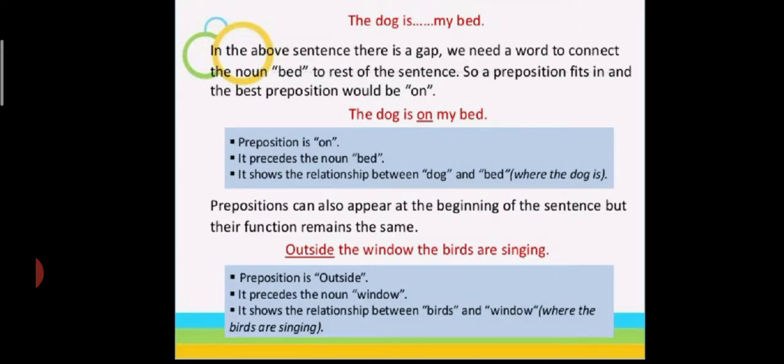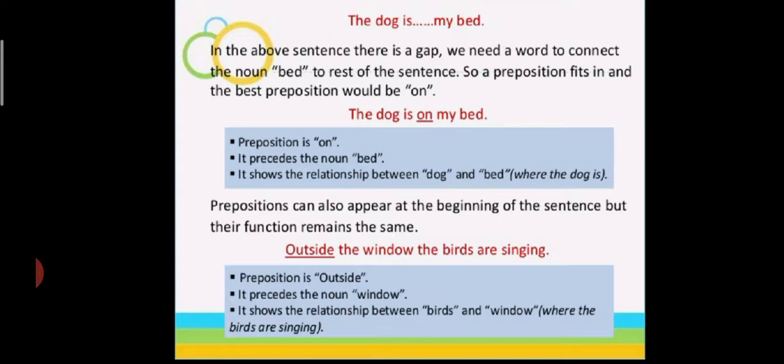Here: the dog is dash my bed. In the above sentence there is a gap. We need a word to connect the noun bed to the rest of the sentence. So what will you do here? You will use a word, and that word will be a preposition. Okay, so the best preposition would be on. So the answer becomes: the dog is on my bed.